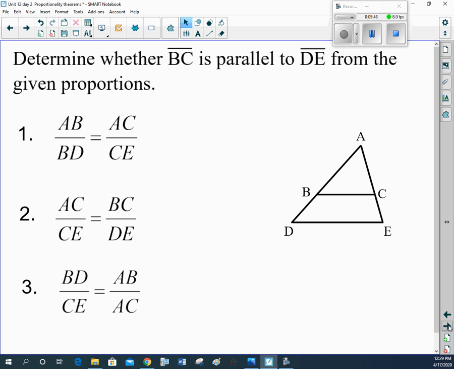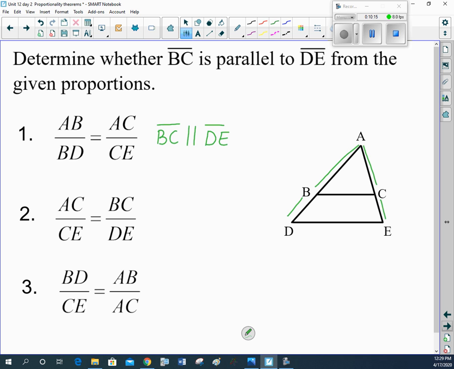If you can prove that, then you know the lines are parallel. So this one says determine whether BC is parallel to DE from the given proportions. Okay, so let's see what we know from this one right here, AB. So AB is this piece, it's proportional to BD, and AC is in proportion to CE. So that's true. We can say that BC is parallel to DE.